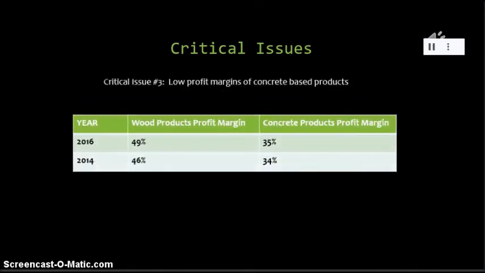The third critical issue we determined is that concrete-based products have a relatively low profit margin. In the image, when comparing wood products to concrete products, the profit margin for concrete products is almost 15% less than wood products in 2016. You can also see the increase from 2014 to 2016 is 3% in wood products and only 1% in concrete products.